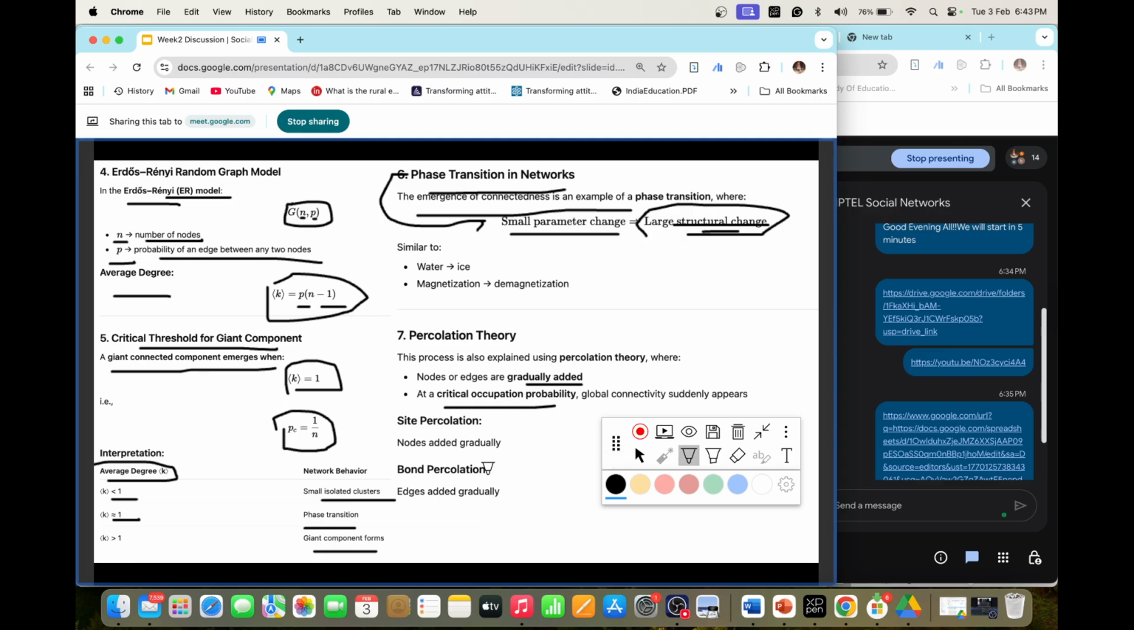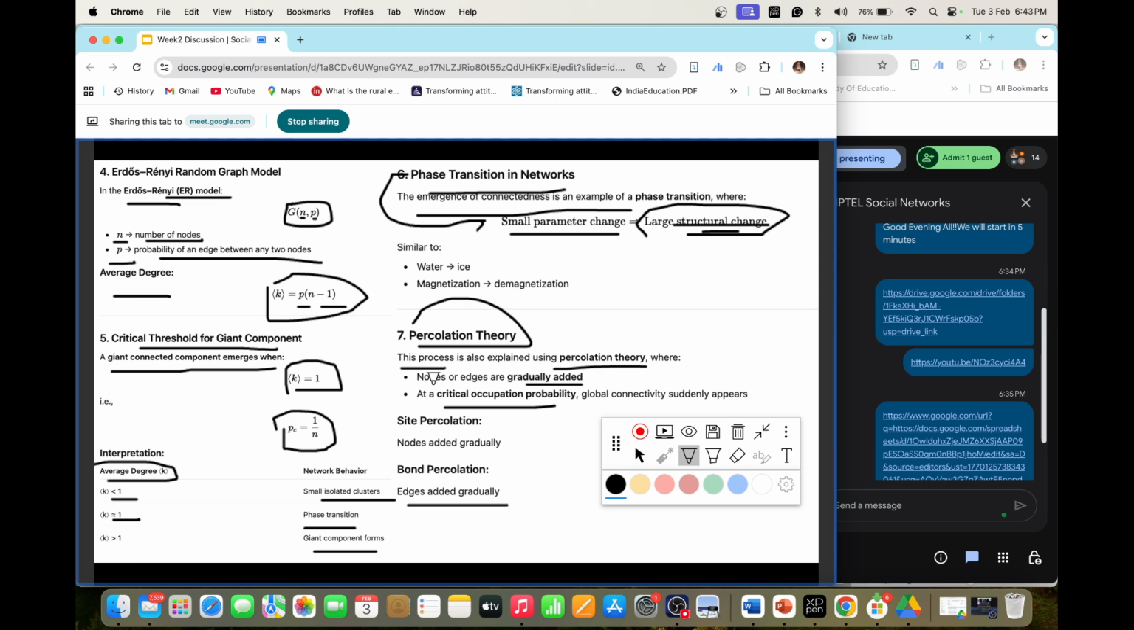Okay, so there will be site percolation, where nodes are added gradually, and bond percolation, where edges are added gradually. This is the percolation theory. I am explaining this process again. This process is explained using the percolation process. Which process? That is the emergence of connectedness.